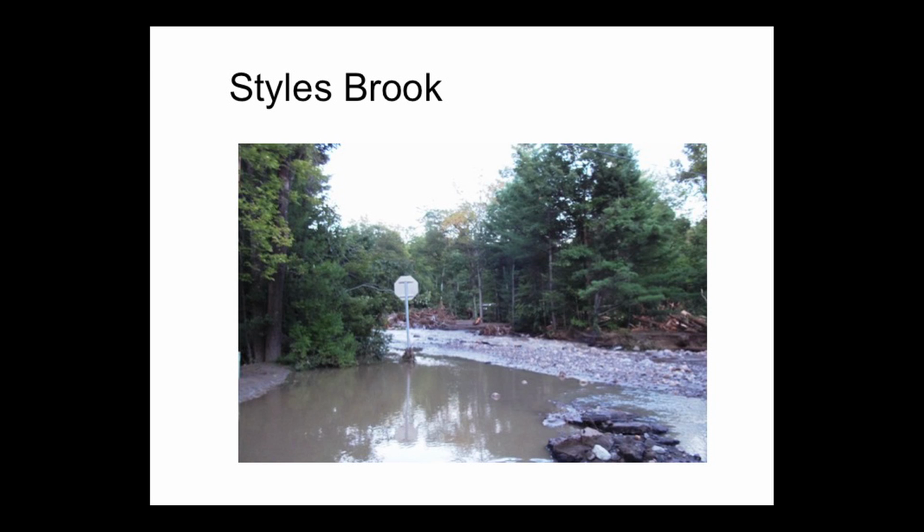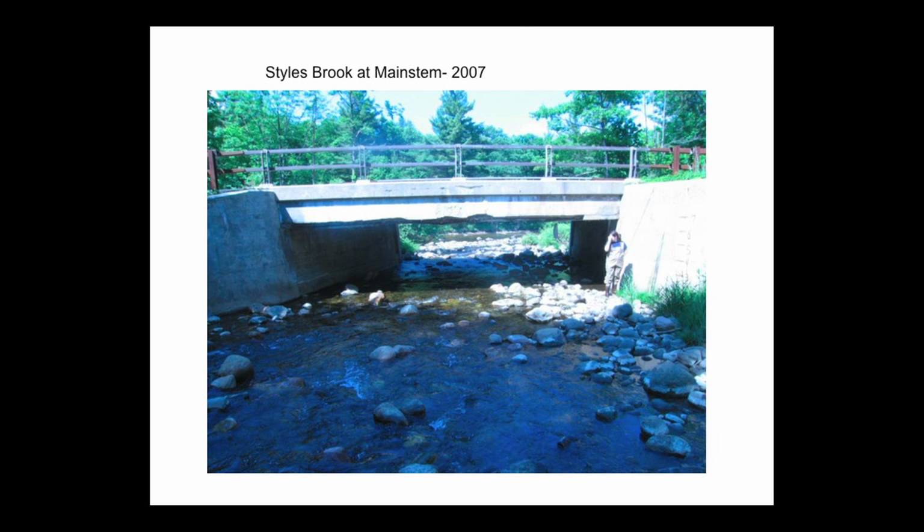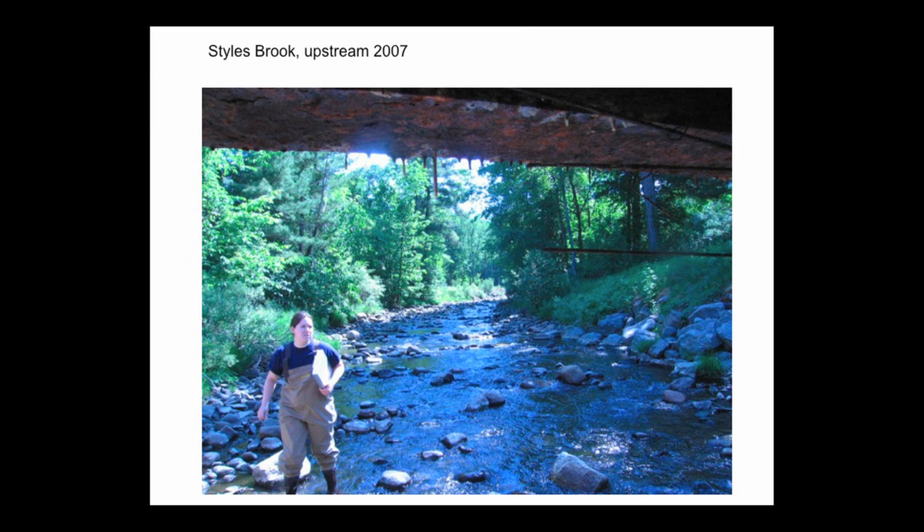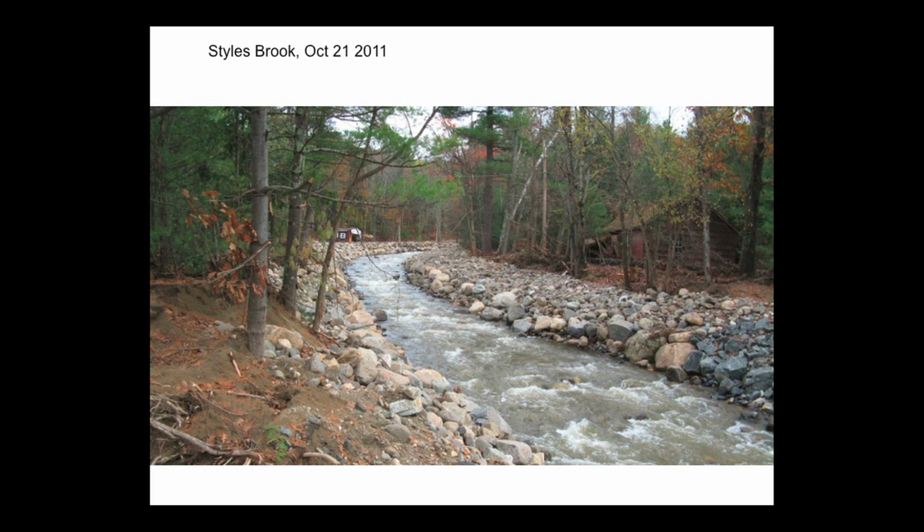This is Stiles Brook, one of the sites in the Ausables that really, really got hit. We also have data from this site from before. This is in 2007, where it crosses the highway. This is right after they completed the work. And then if you look upstream, that's looking right from under the bridge in 2007. That's Stiles Brook in a more or less natural channel form. And this is what happened to Stiles Brook after.